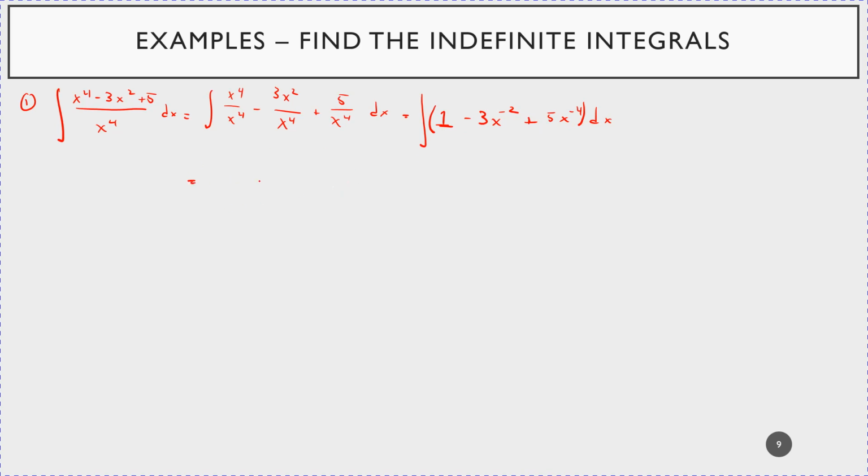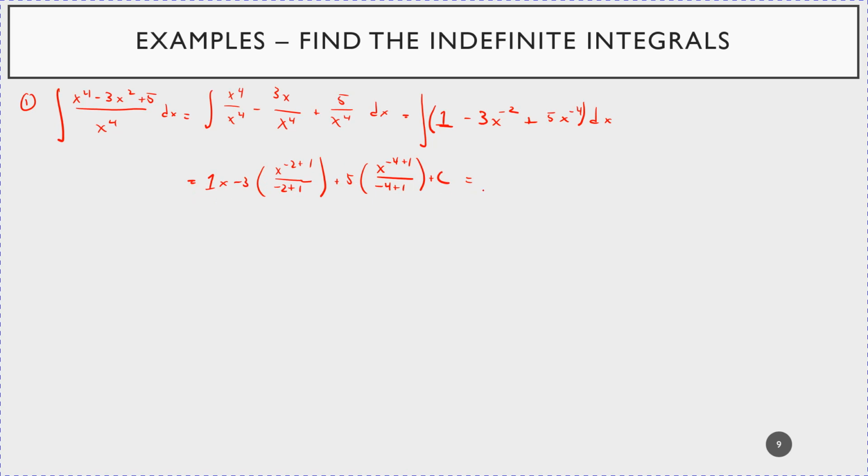I'm going to move this over here. This becomes the integral of a constant 1 is just 1x, or x, I'm just going to write it as 1x for now, minus 3, and then I'm going to power rule this. X to the minus 3 times x to the minus 2 plus 1 all over minus 2 plus 1, plus 5 times x to the minus 4 plus 1 all over minus 4 plus 1, and then plus c.